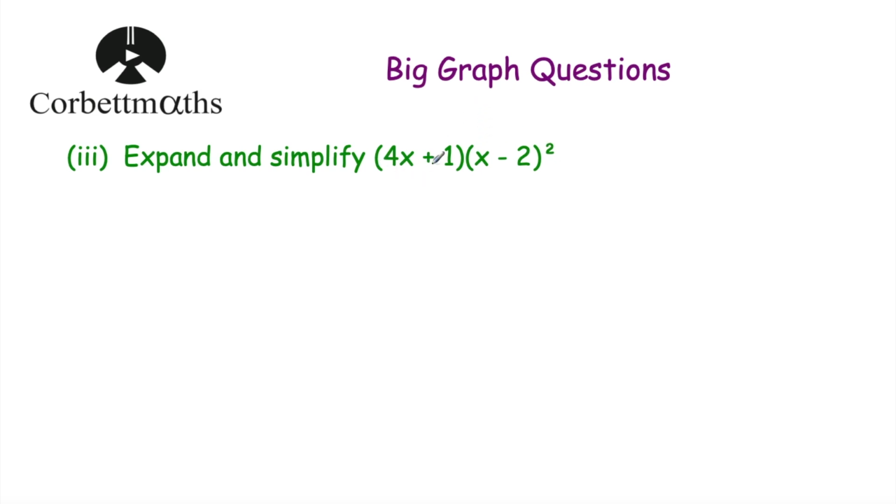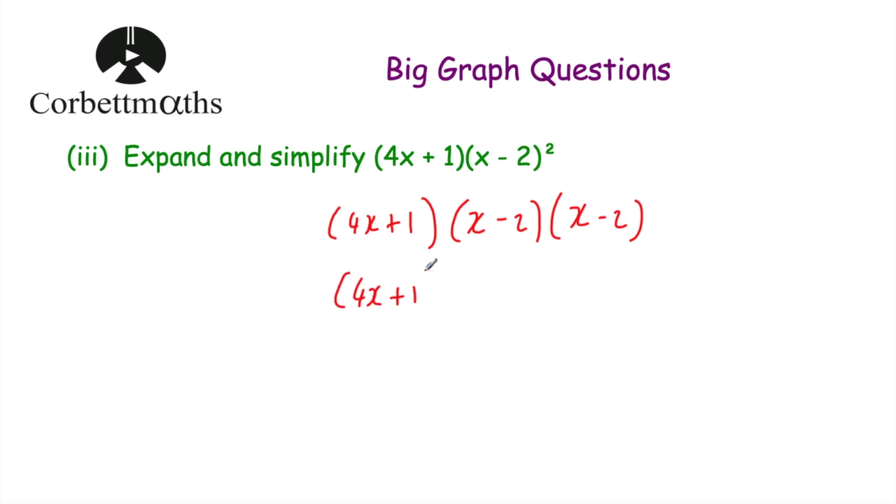So let's expand and simplify this. So we've got our first bracket, 4x plus 1. And then we've got our second bracket squared, so that means that we've got our second bracket multiplied by itself. So I'm going to write it out twice. Whenever you've got a bracket squared, you've got two of them that you're timesing together, or you're timesing it by itself. Okay, so let's expand this. I'm going to expand these two brackets first of all. So we've got here in front 4x plus 1, close brackets.